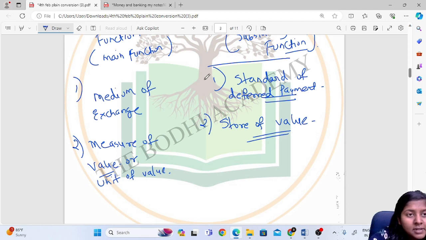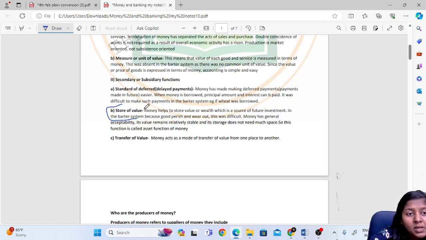Store of value implies shifting of purchasing power from the present to the future. So money helps to store value or wealth, which is a source of future payment, future investment. In the barter system, goods perish and wear out, so they do not stay for a longer period of time, and this was difficult. Money can be stored in the form of credit cards, and its storage does not need much space.